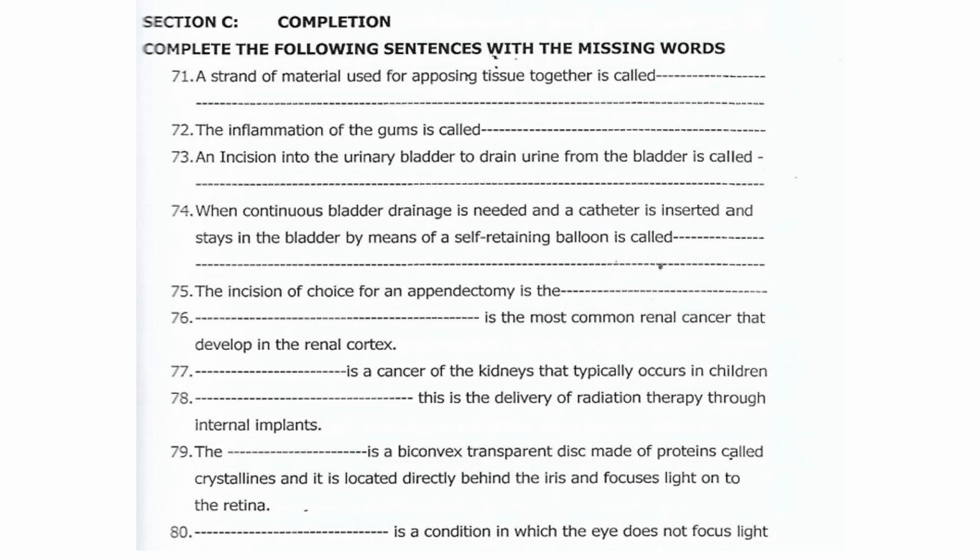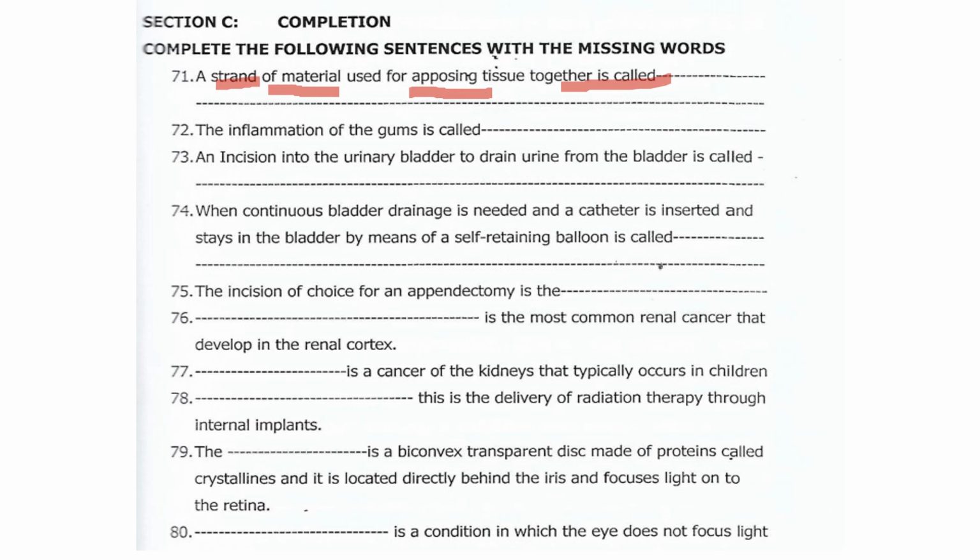The first question says: a strand of material used for opposing tissue together is called what? It's important that we understand the question before we give the answer. When you analyze this question properly, a strand of material which we use to oppose tissue together, meaning bringing tissue together, is called, definitely, the answer is going to be suture.